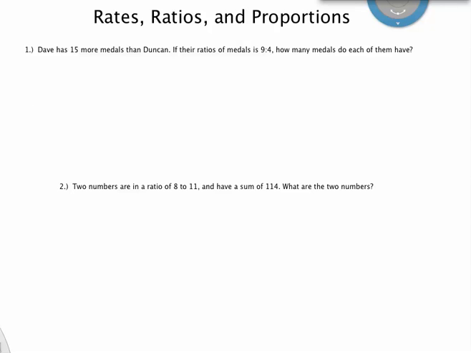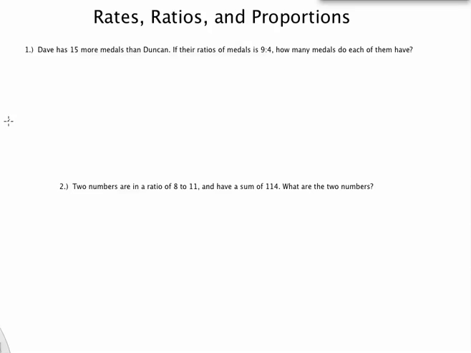Okay, ladies and gentlemen, boys and girls, this is a video here for Unit 3 test, rates, ratios, and proportions. Looking at our two problems here, we are first going to start with one about Dave and Duncan.